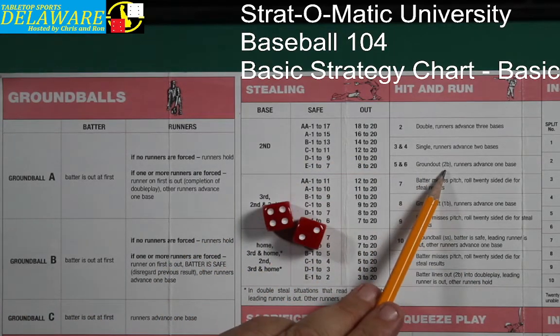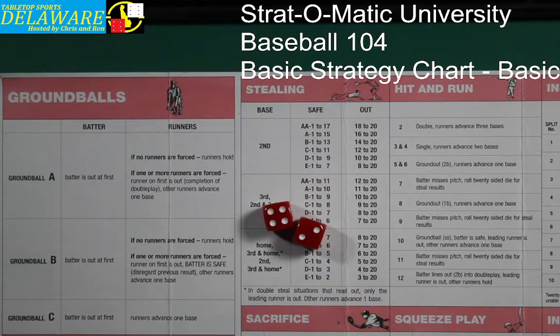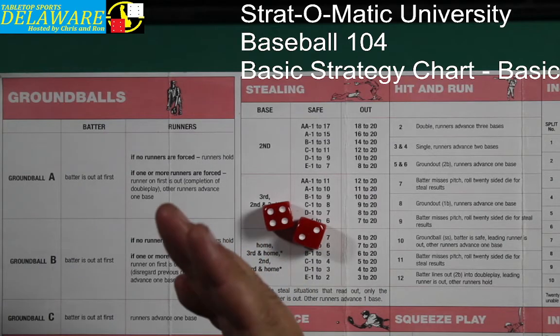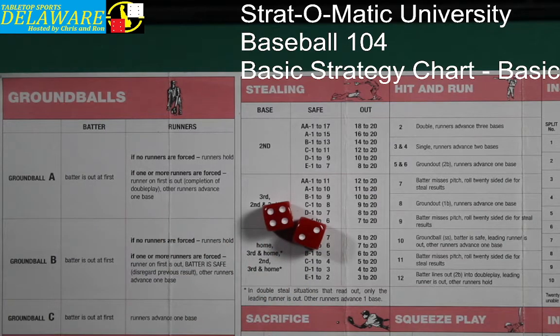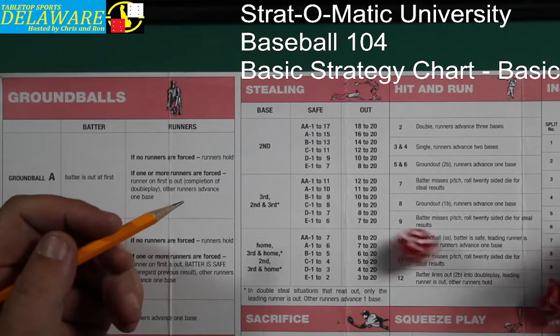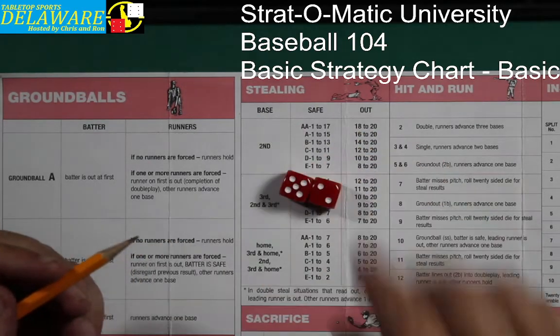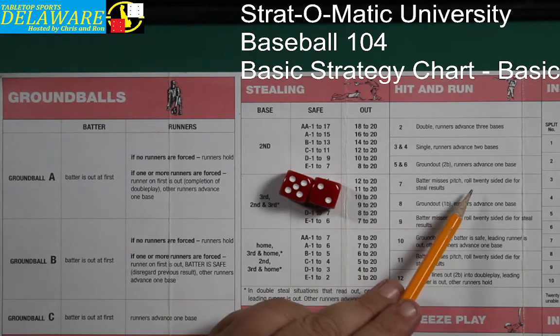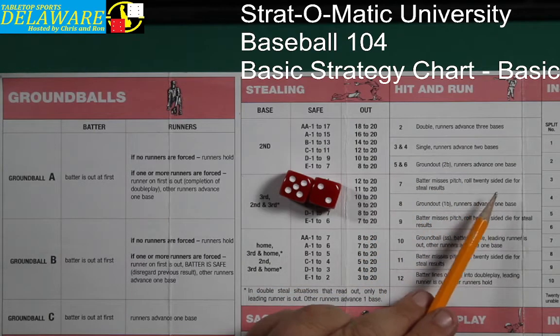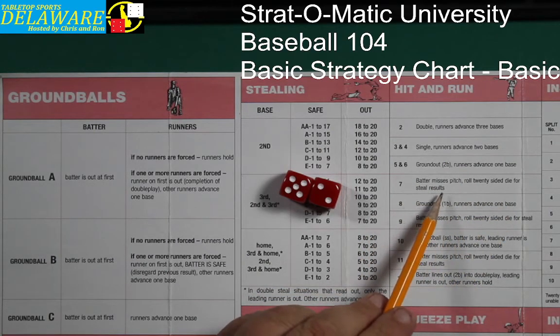Ground out to the second baseman, runners advance a base. So the hit and run moves the runner up, and it's a 4-3 ground ball. You're going to see other results, but that's the same. Say we roll a 7. Batter misses a pitch. Roll 20-sided die for steal results. It's a hit and run.